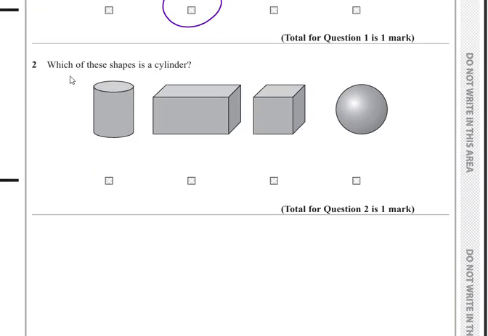Now moving on to the next question, which of these shapes is a cylinder? We already specified this question in the previous paper. A cylinder is basically two circles and they're connected. That's a cylinder. This is a cuboid, this is a cube, and this is called a sphere.